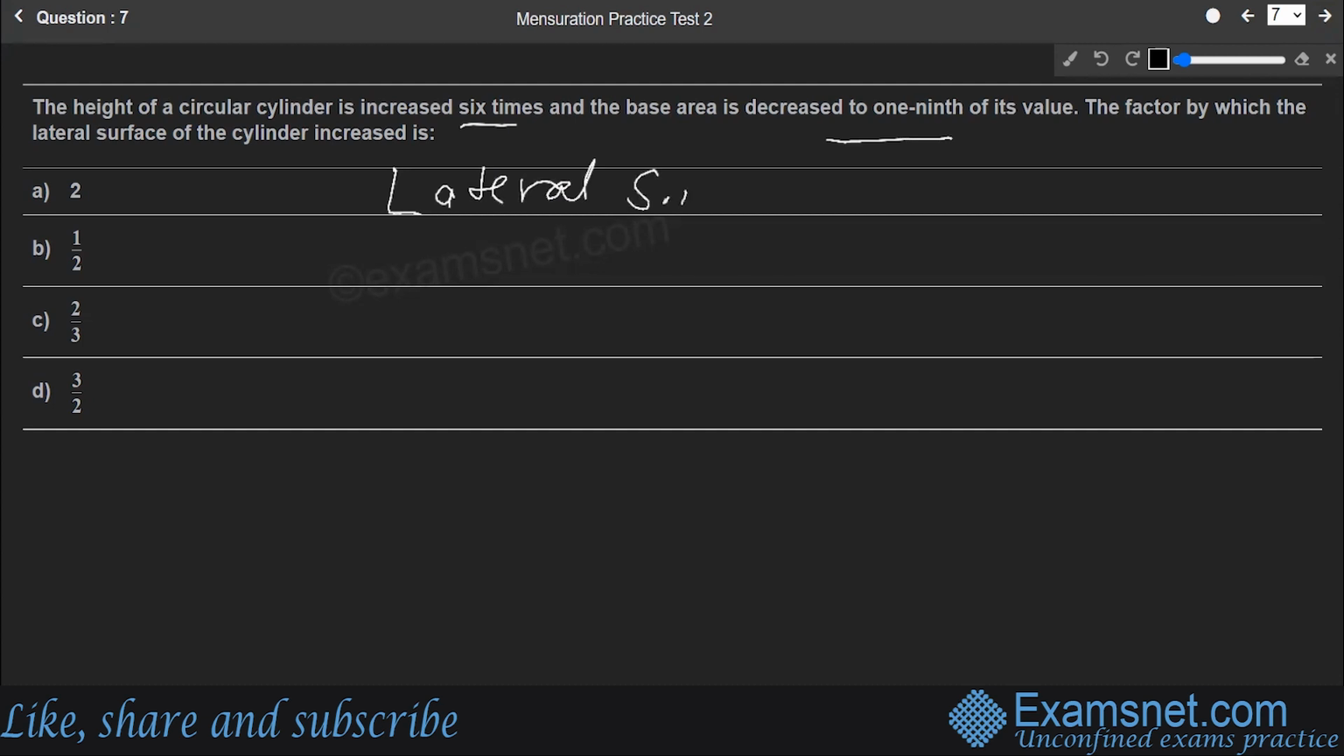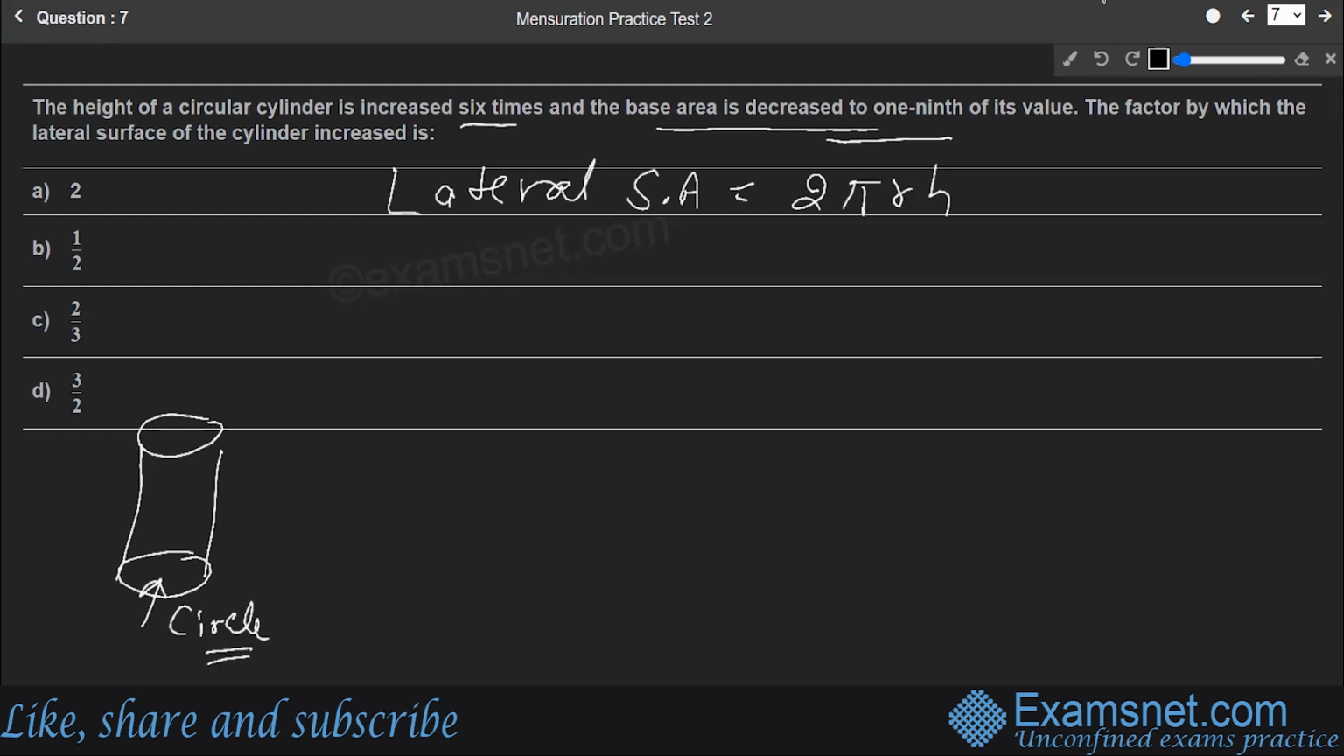Lateral surface area for a cylinder is always given by 2 pi rh. If you see the shape of a cylinder, this is how a cylinder looks like. The base of a cylinder is always a circle. The base area is decreased to 1/9 of its value. So the original base area was obviously a circle, that is pi r square. The new base area is now 1/9, so it is going to be 1 by 9 pi r square.